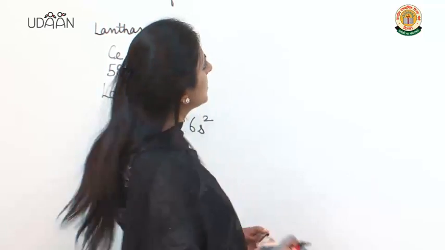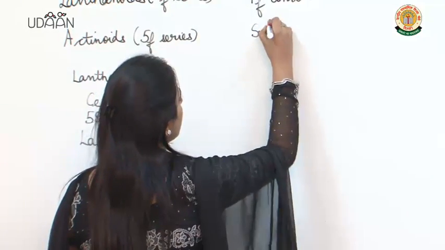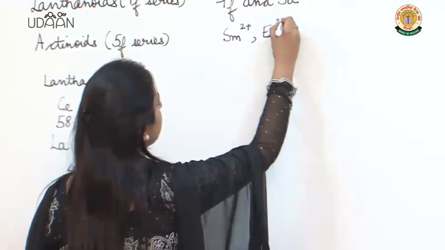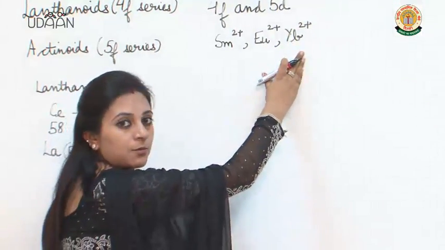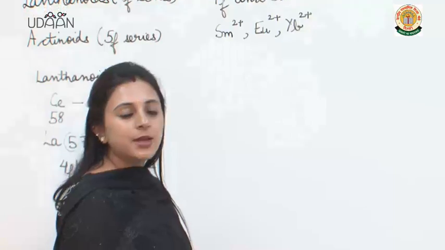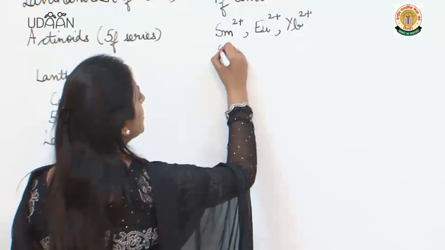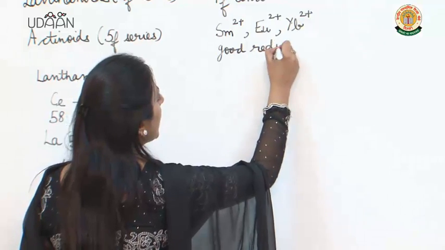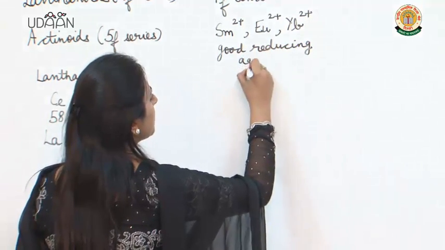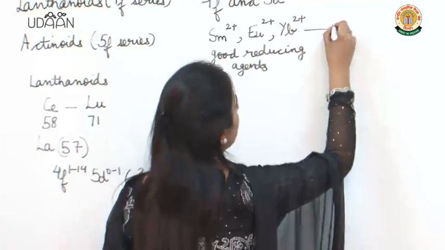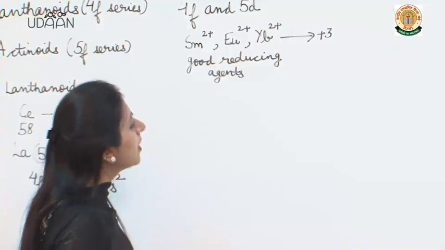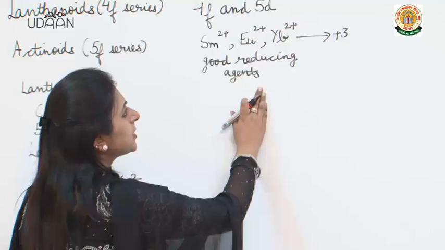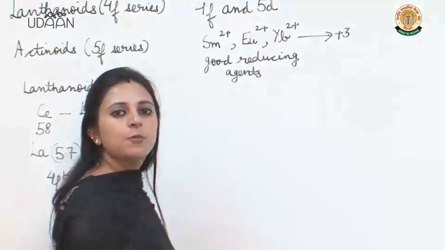But there are certain elements which show +2 oxidation state, like Sm2+, Eu2+ and Yb2+: samarium, europium and ytterbium. They show the 2+ oxidation state, but they are good reducing agents. Why? Because they get oxidized to +3, which is the most stable or most common oxidation state of lanthanoids. So they are good reducing agents because they get oxidized to +3.